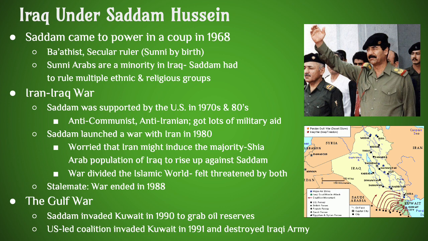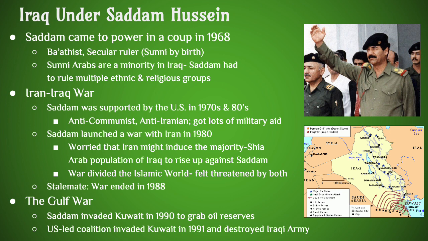Amongst the Arabs, the largest religious group in Iraq was actually Shia. Most Arabs are Sunni Muslims, and it's the Iranians that are Shia, but there is a sizable Shia Arab population in Iraq, and they presented a threat to Saddam, especially if they're being activated religiously. This war really divided the Islamic world down Shia-Sunni lines, and ultimately it was a stalemate.